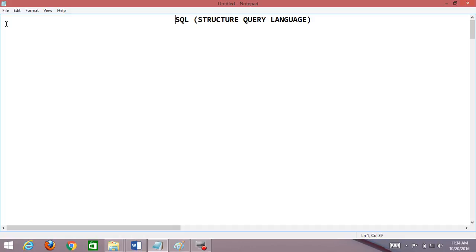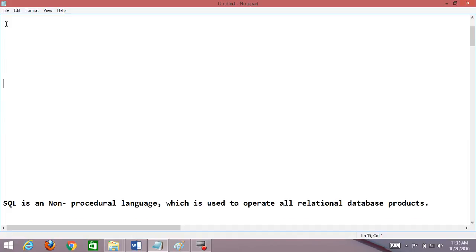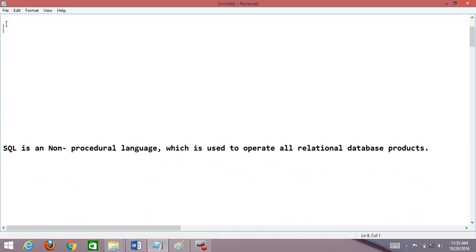Then I am going to what is SQL. SQL is a non-procedural language which is used to operate all relational databases, in 1970. SQL is a non-procedural language which is used to operate all relational database products.